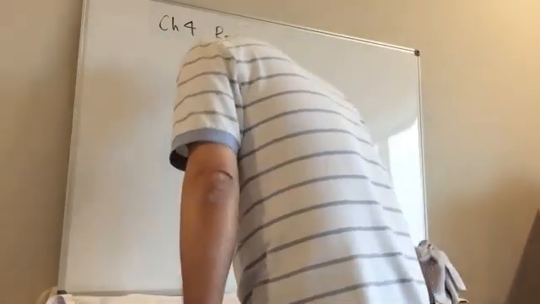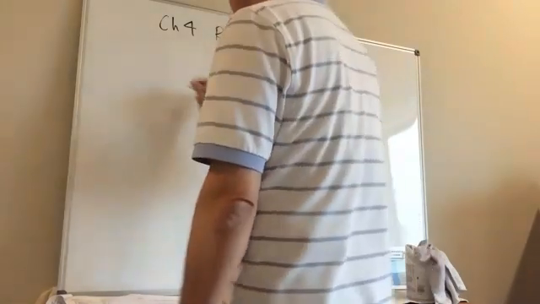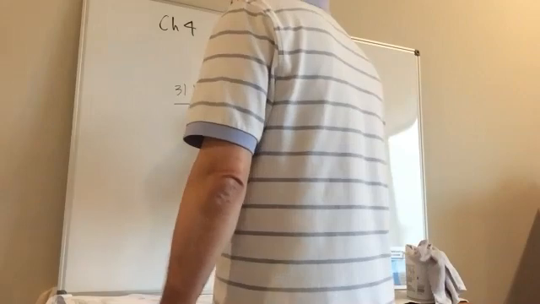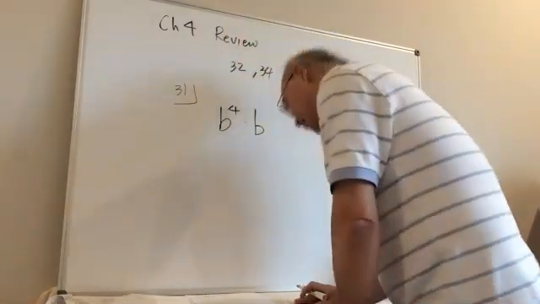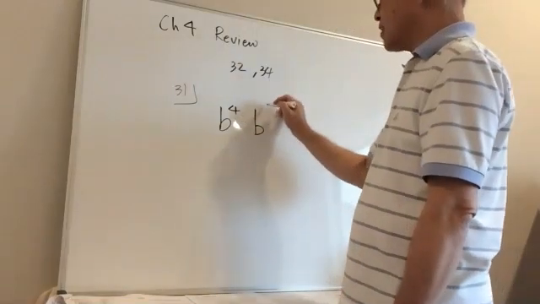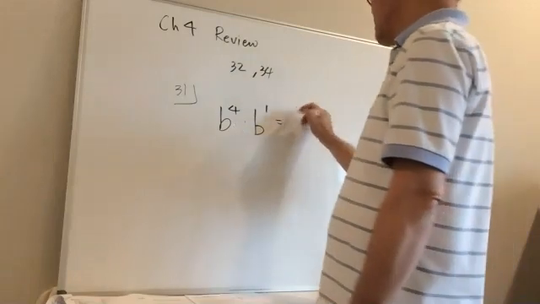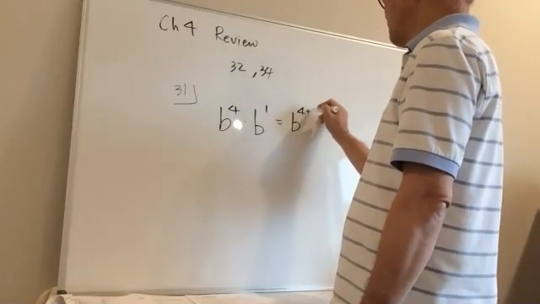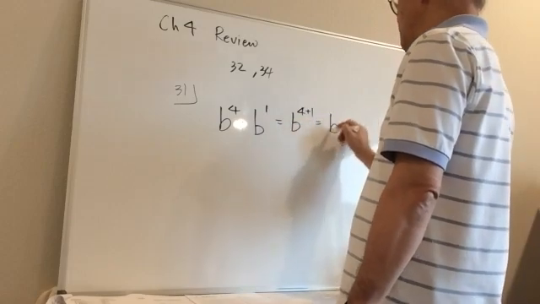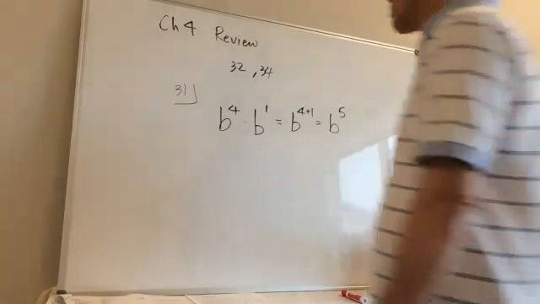31, find the product or quotient. Write your answer using exponents. So 31, I have b to the 4th times b. So this is the same as b to the 1, right? So this can be the same as b to the 4 plus 1, which is b to the 5th. Okay, so that was kind of easy.